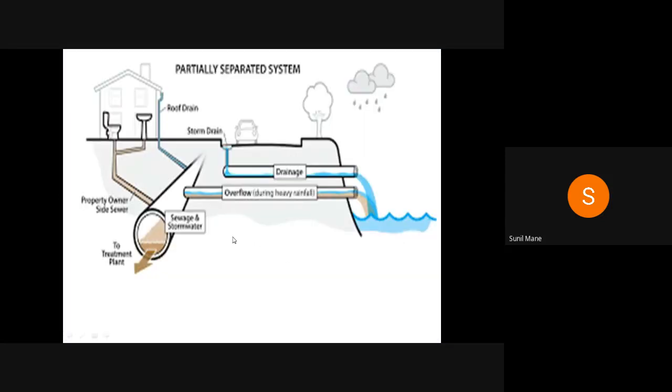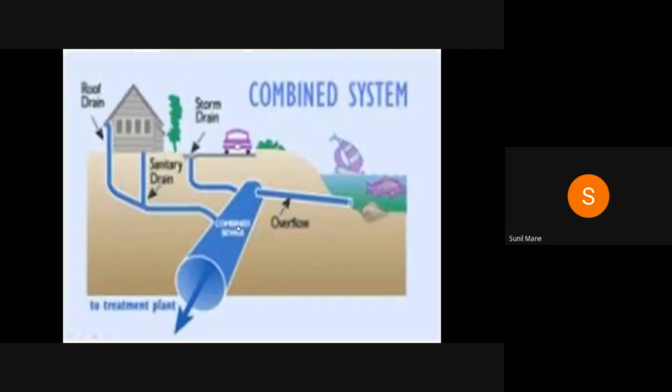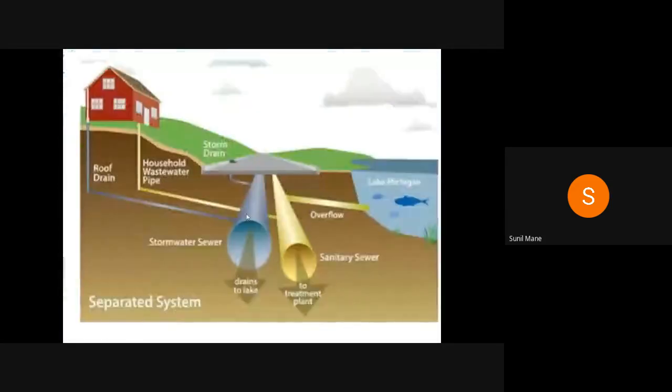Next is the partially separate system. It depends on the kind of system: in some regions the system would be combined, and in some regions the system would be separate. That's why it is called a partially separate system, or partially combined system, whatever the name. It all depends on the situation and requirement. Wherever required, the combined pipe is laid, and wherever it is possible to lay separate pipes, separate pipes are laid. So it is a combination of combined and separate. These are the three types of systems we have.